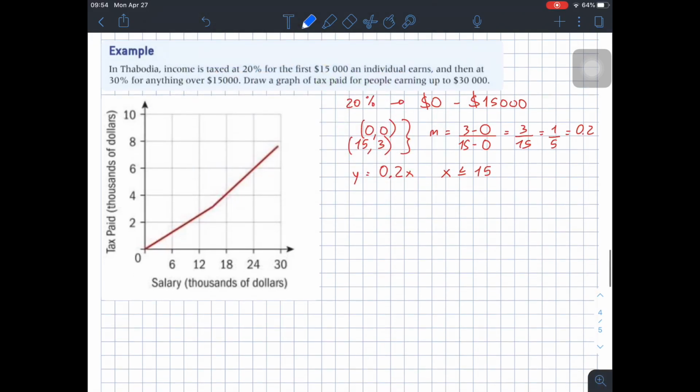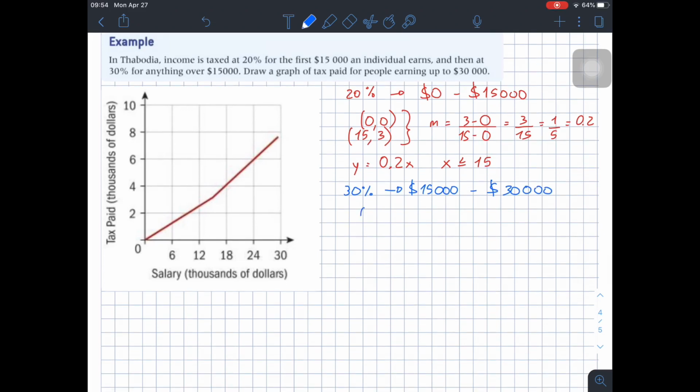Then for the second part, let me do that with a different color. We're charged 30% if we earn between $15,000 and $30,000. Okay, so two known points in this case would be, the first one is the same as we had in the previous, (15,3). That's a shared point. And the other one would be 30, if we earn $30,000, and we're charged 30% of that.